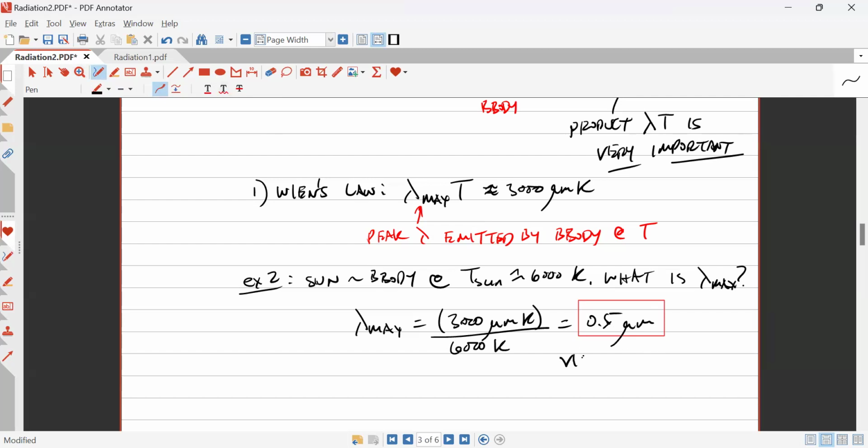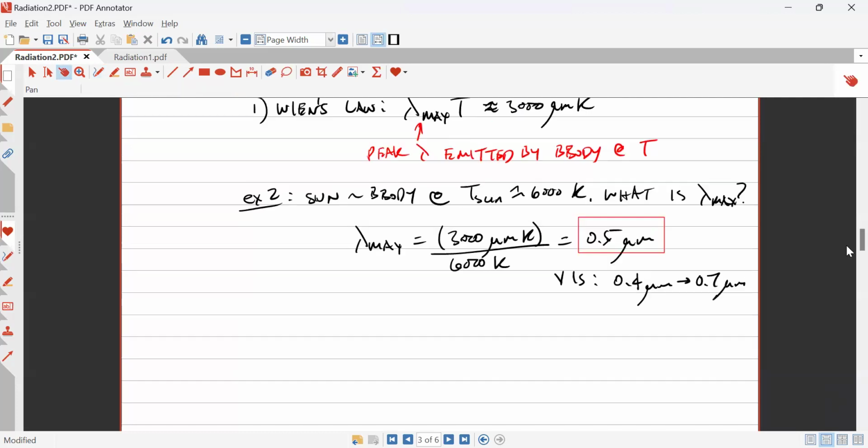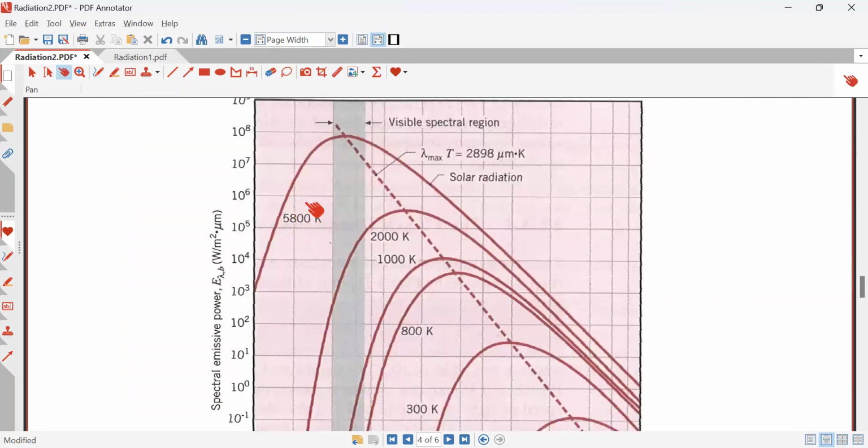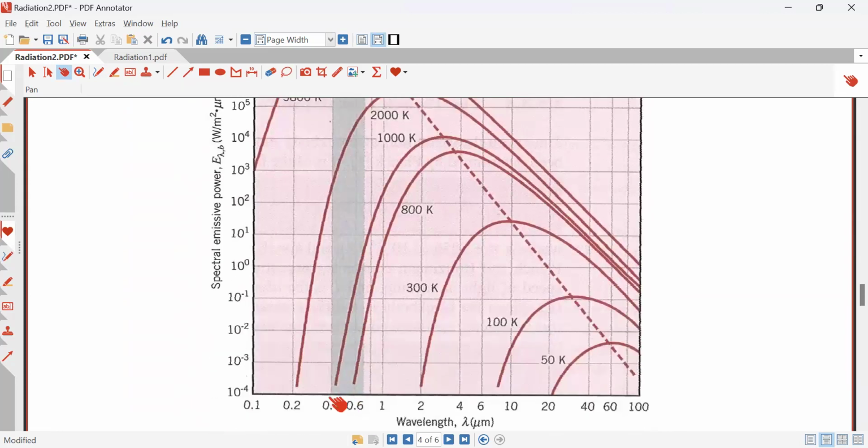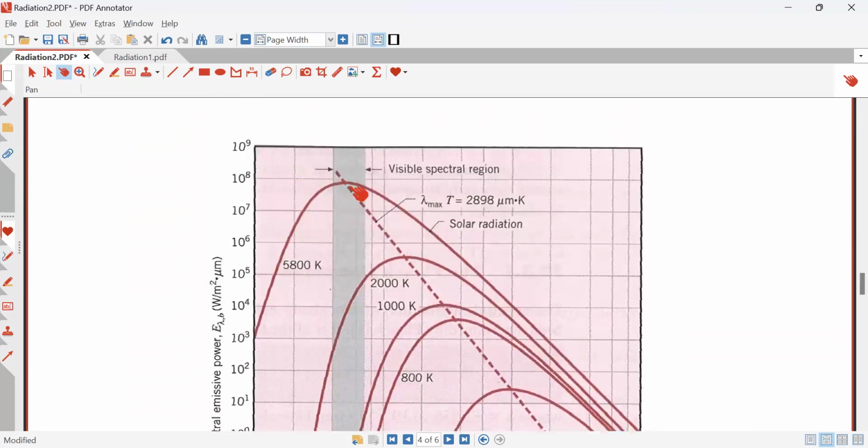Because the visible range is between 0.4 microns and 0.7 microns. And we can see that in here, right? We can see that that peak for 5800 Kelvin, again roughly 6000 Kelvin, we get that peak in the middle of the visible regions of the electromagnetic spectrum, somewhere around 0.5 microns. So there's a 0.4 on the left, 0.7 on the right. So we're right there in the middle. And that's a very important fact.